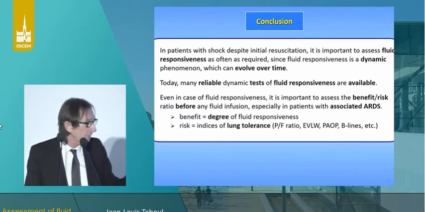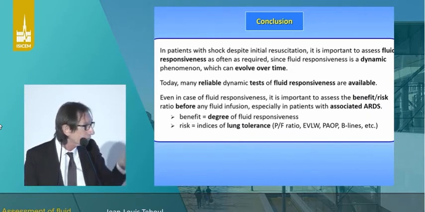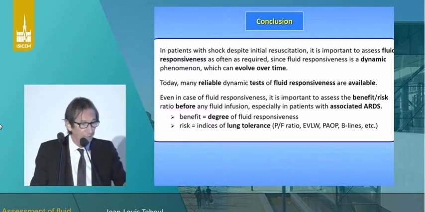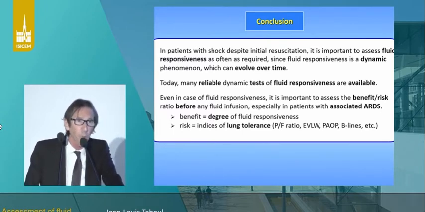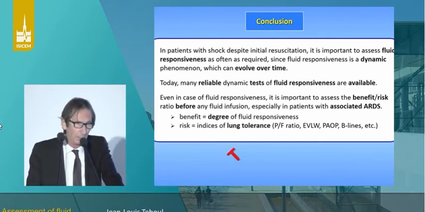The benefits can be assessed by the degree of fluid responsiveness, not the presence only, but the degree of fluid responsiveness, and the risk by indices of lung tolerance, PF ratio, lung water, POP, B lines, if you use the lung ultrasounds, etc. I would like to thank you very much for your attention.